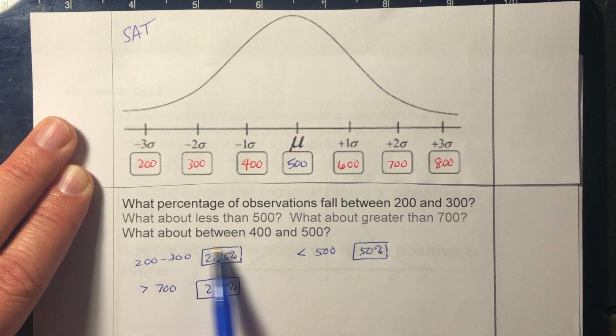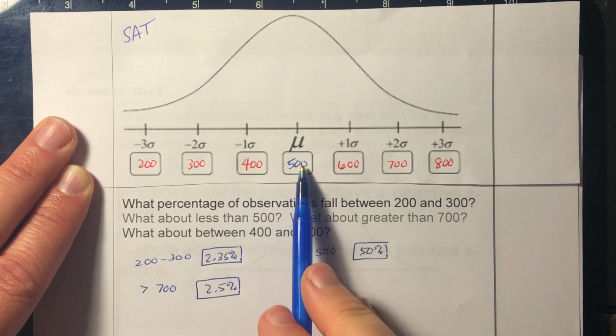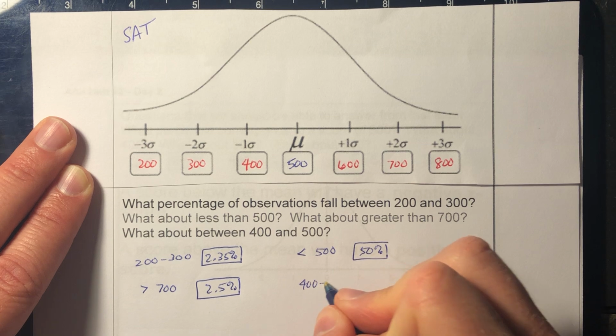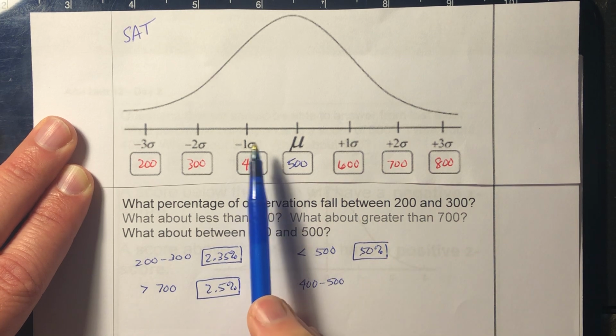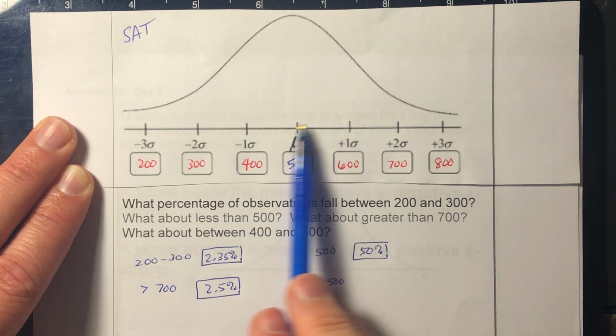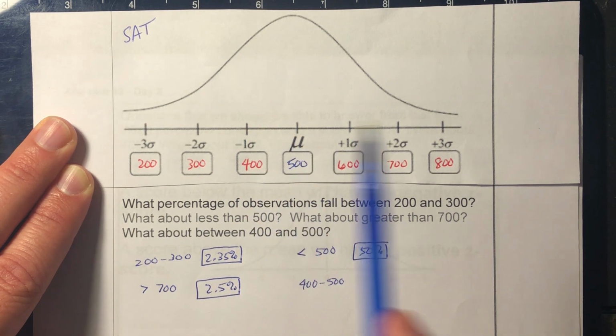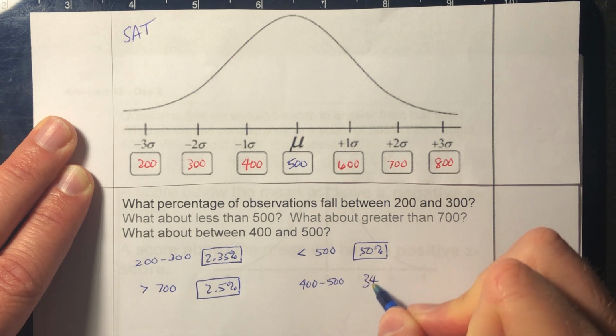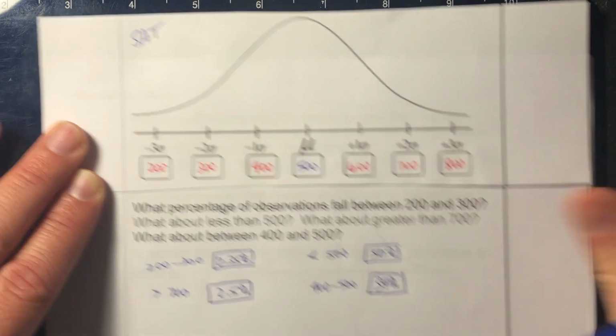All right, and then final, between 400 and 500. Okay, remember this whole thing plus or minus 1 standard deviation is 68%. So half of that would fall in there, 34%. Okay, so we did a lot of that last class.